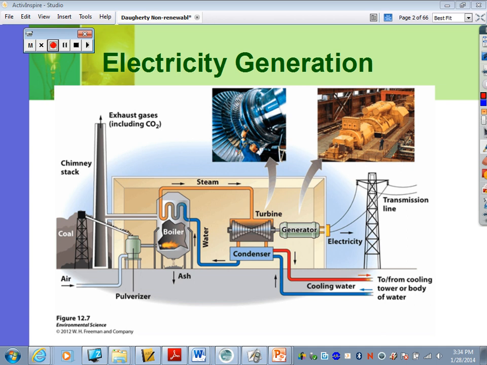So that's the basic inner workings of a coal-burning power plant. Just notice, again, the water's coming in, and then you have your heated water that you use to generate steam to turn the turbine. That usually moves back out of the power plant to a cooling tower or to some other body of water.